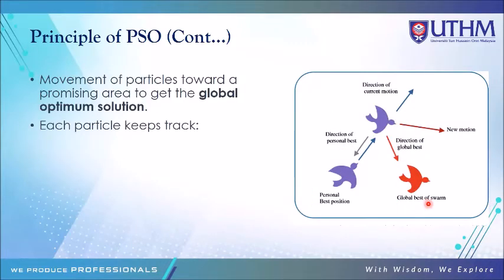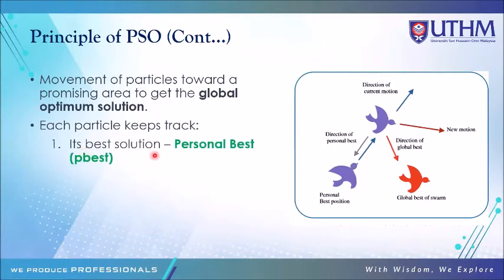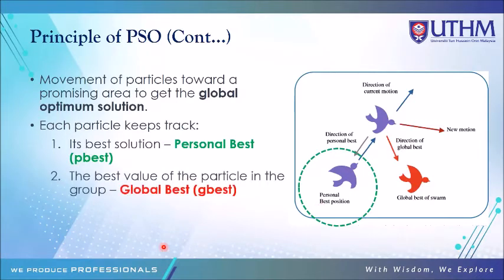Basically, the movement of the particles is towards promising areas to get the global solution. Of course, they try to find the global solution. So each particle keeps track of its best solution. We call it the personal best position. And then the best value in the group. Because birds fly in a group, they try to learn from the best particle in the group. We call it the global best of the swarm. These are the two main parameters.